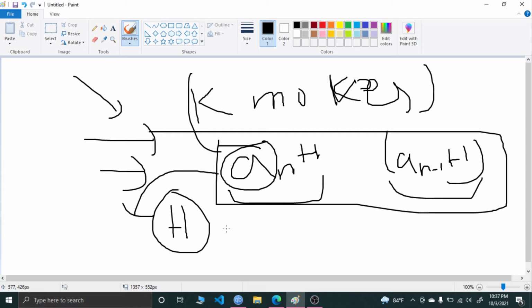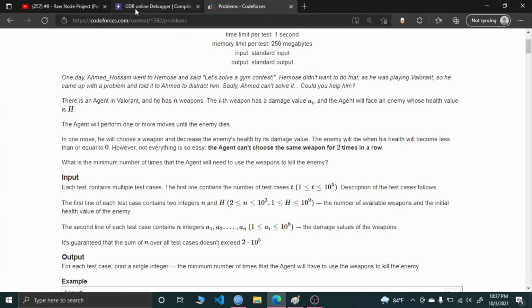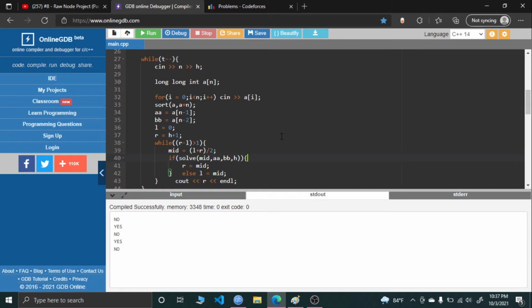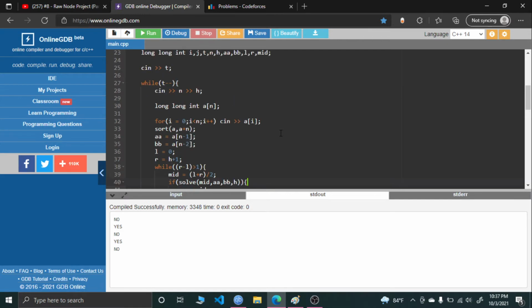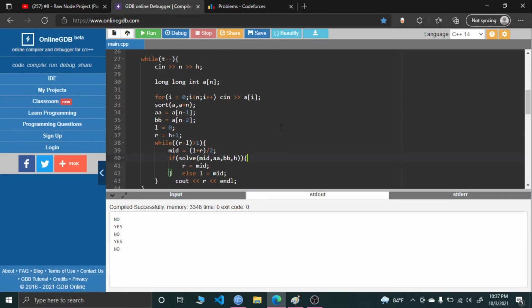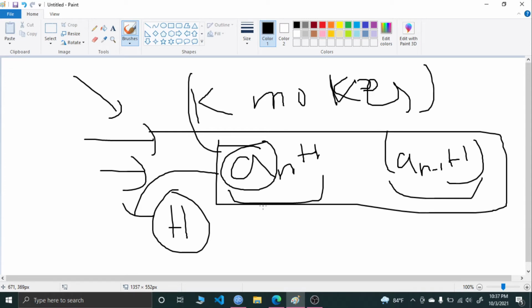If it is the enemy's health, then what did I actually do? Let me show you in the code part. It's going to be much easier to understand. Okay, so in the transition function, what actually is happening is that I'm assuming that I'm going to make k moves. That's exactly what I'm going to assume, and using these k moves, whether I can beat the enemy or not.